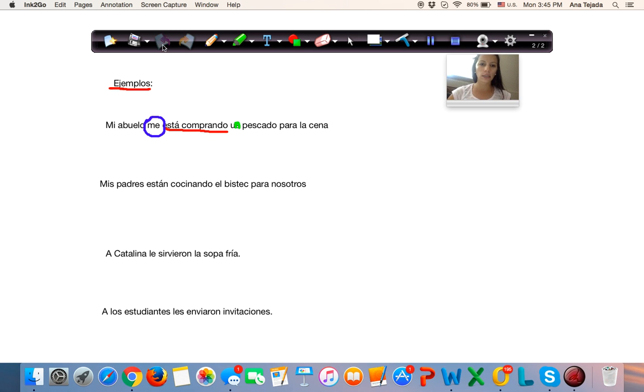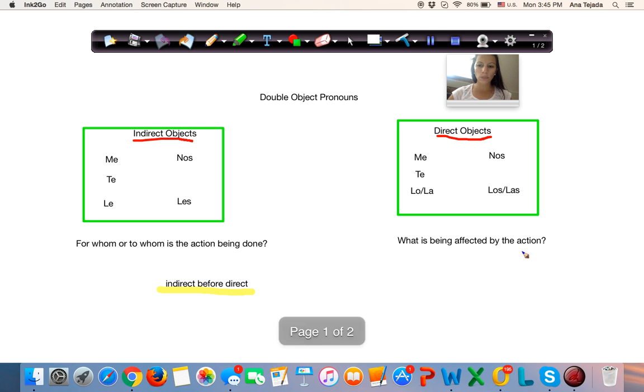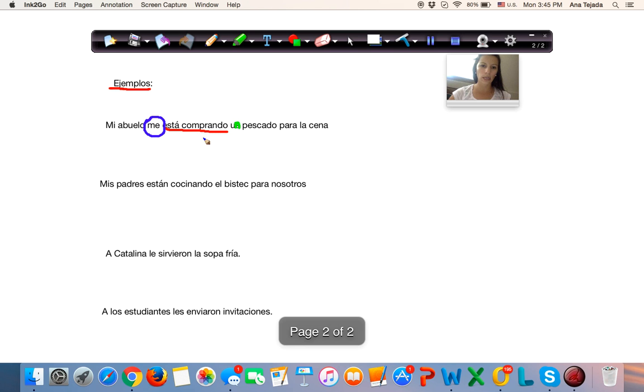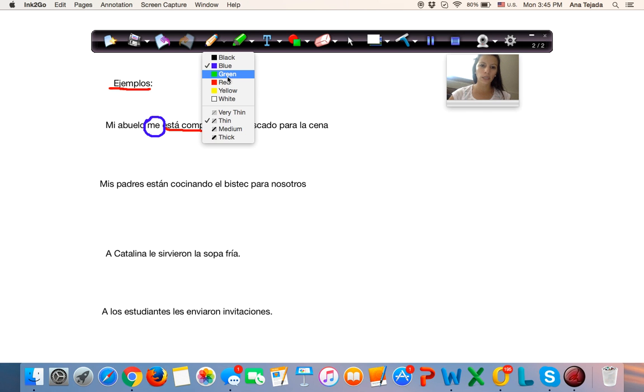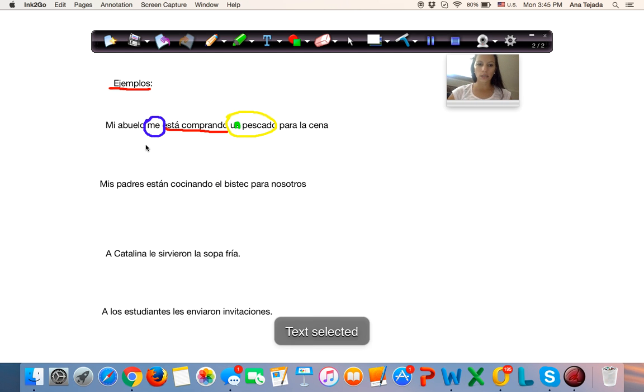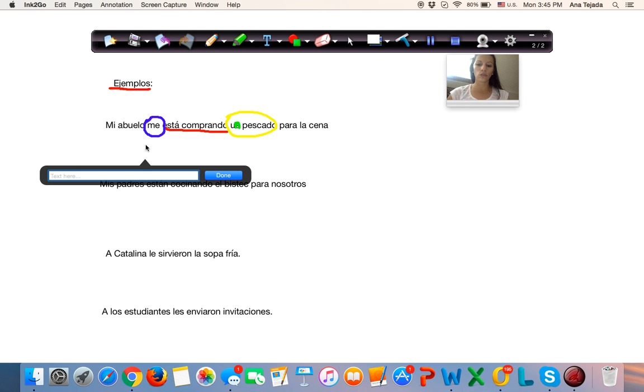Now we have to look at the next question. What is being affected by the action? So we know the action is that my grandpa is buying something. What is my grandpa buying? Let's use yellow. Un pescado. Muy bien. Un pescado. So this is how the sentence is going to look when we use the object pronouns.